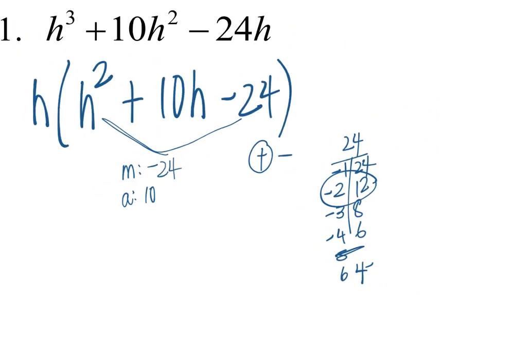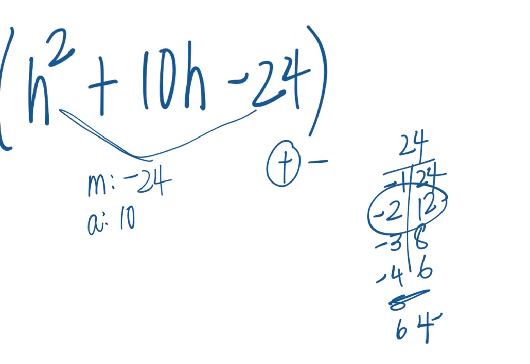So because our A term is just 1, I really don't have to factor by grouping. I know that my factors are going to be h minus 2 and h plus 12. But if you're in that groove of rewriting it and making a 4-term polynomial, then by all means. So that's what I'm going to do for you. Instead of writing 10h, I'm going to write negative 2h and positive 12h, and then a minus 24.